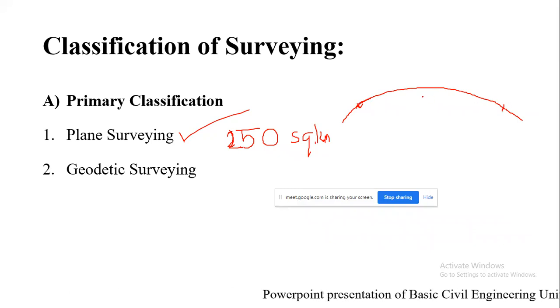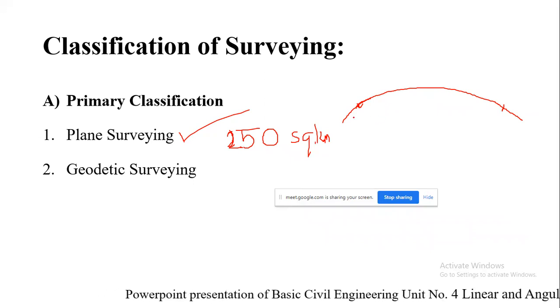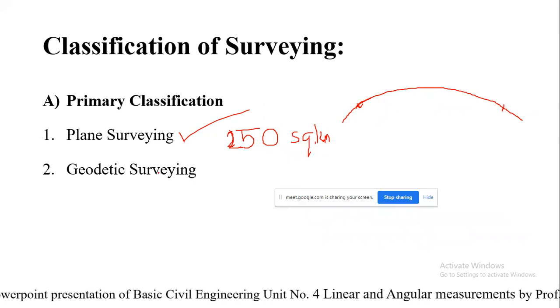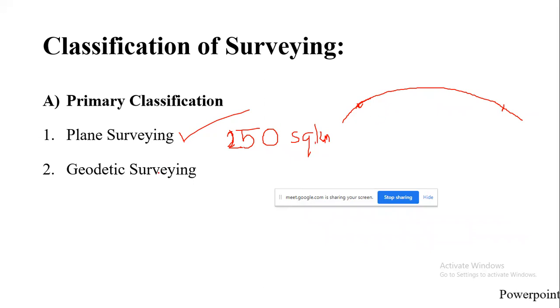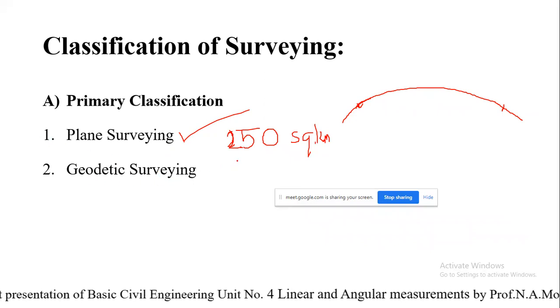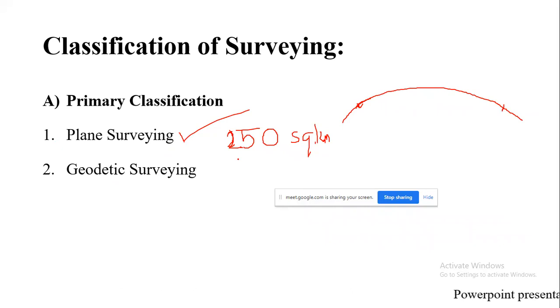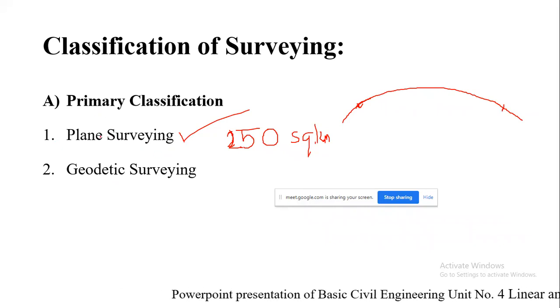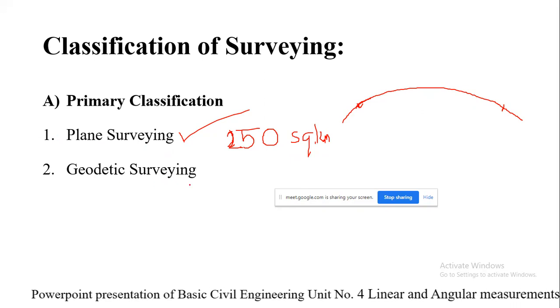And correspondingly, this kind of survey work, that is geodetic surveying work, is carried out by the Survey of India department. So this is the main surveying department, and the area taken into consideration is more than 250 square kilometers. So that was regarding the primary classification, plane surveying and geodetic surveying.